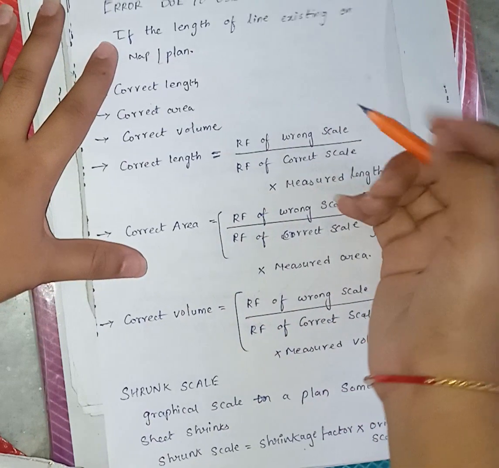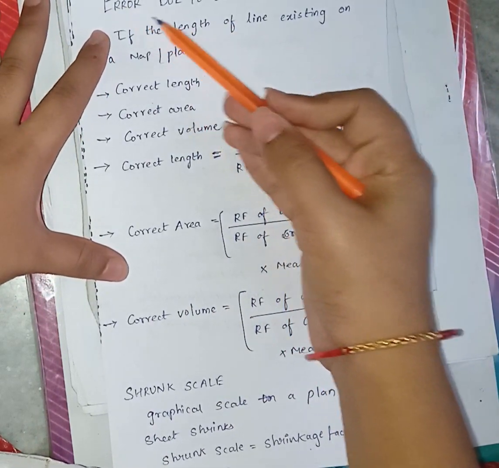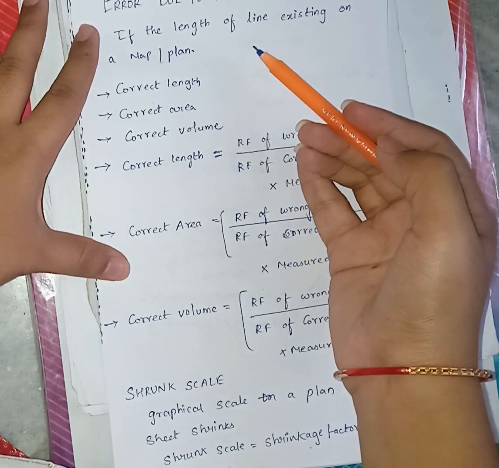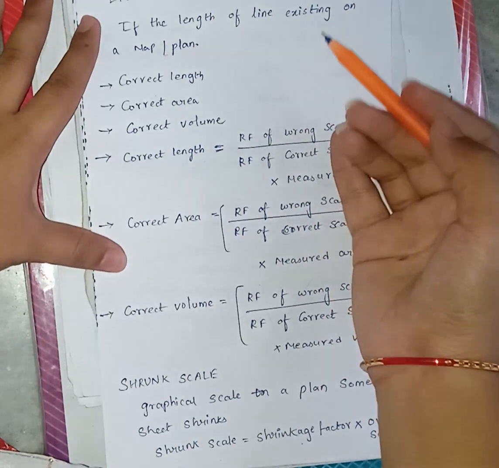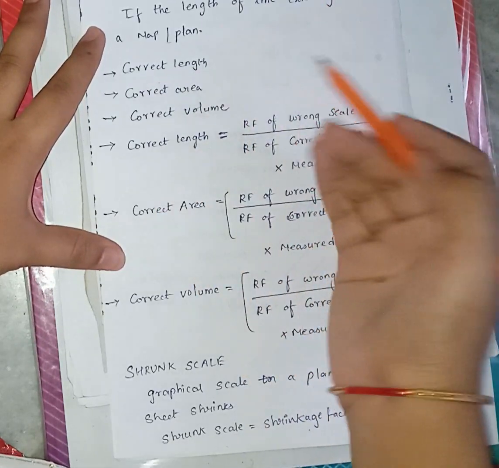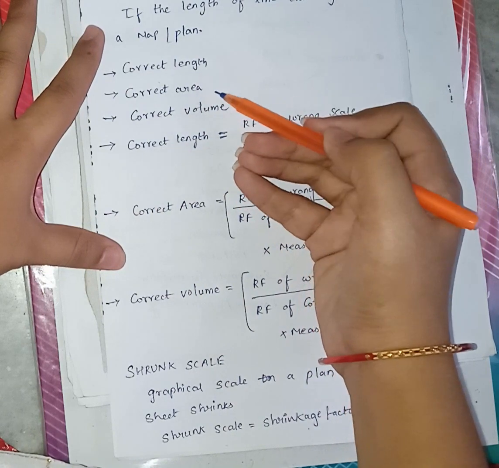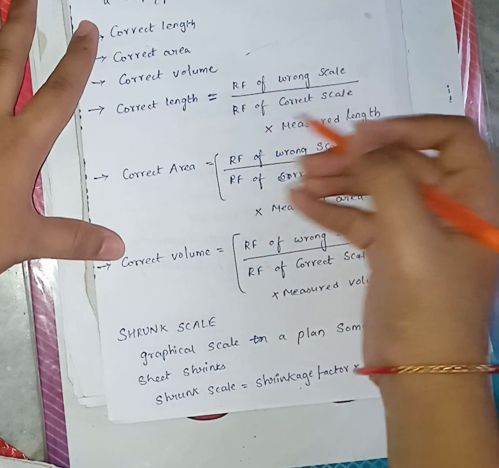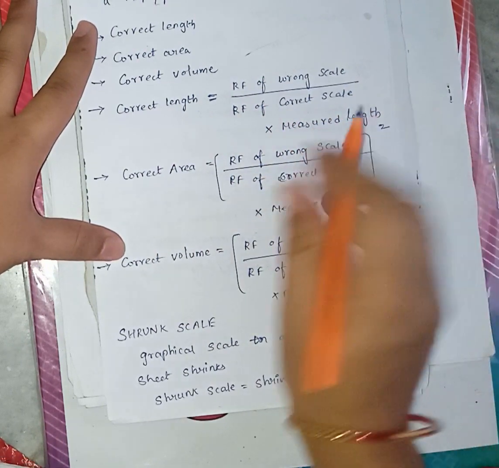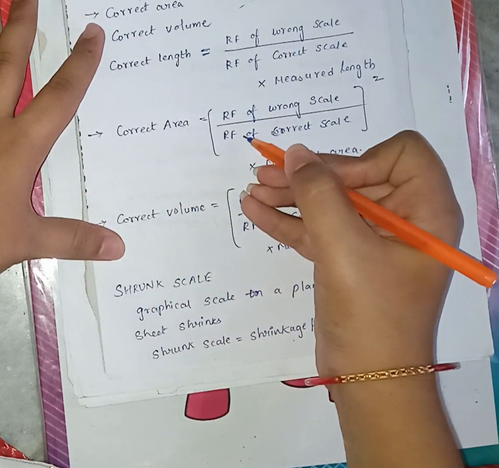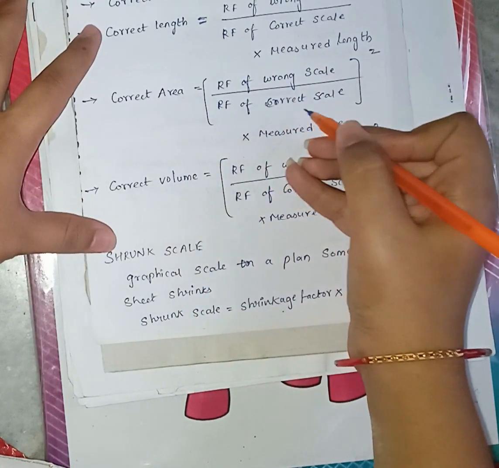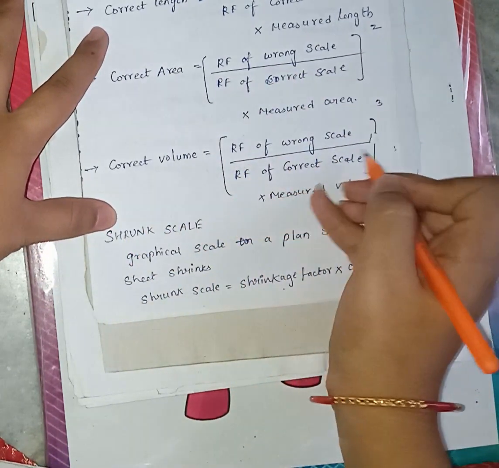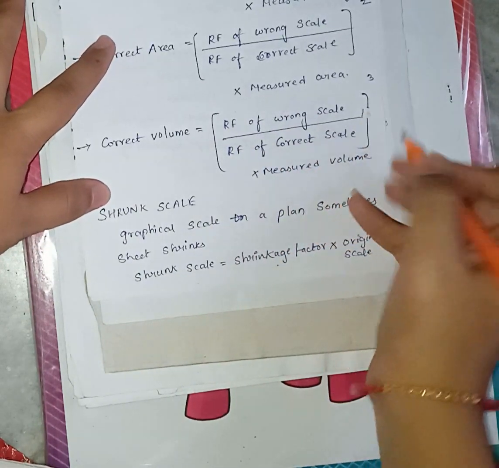So once again, in this video we learned what is error due to use of wrong scale. Whenever we measure the length of a line on a map or a plan, there can be some error due to using a wrong scale, so the measurement can be corrected by using the correct length, correct area and correct volume formulas. Correct length equals representative fraction of wrong scale by representative fraction of correct scale into measured length. Correct area equals representative fraction of wrong scale by representative fraction of correct scale, whole square, into measured area, whereas correct volume equals representative fraction of wrong scale by representative fraction of correct scale, whole cube, into measured volume.